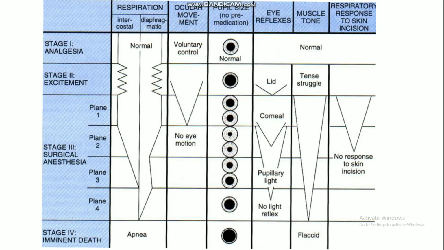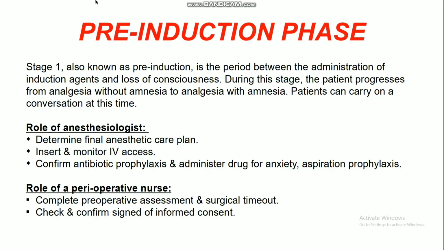In the emergence phase, if we cannot reverse a patient from the anesthetic period to a normal period, then imminent death may happen. Respiration also fails; the person cannot take a proper breath. This is apnea, and the pupils are also relaxed, the muscle tone is flaccid, there are no eye reflexes, and no respirations.